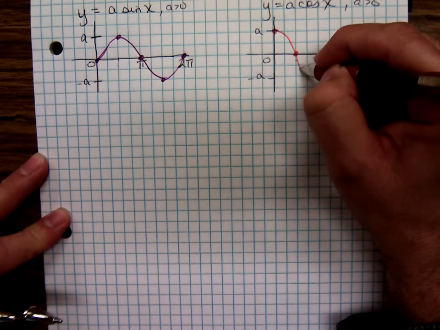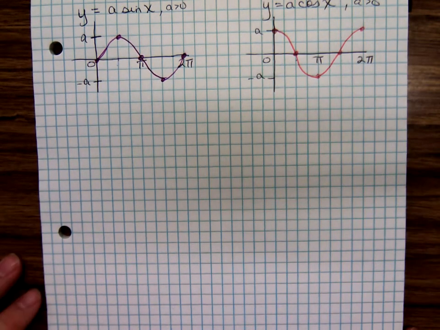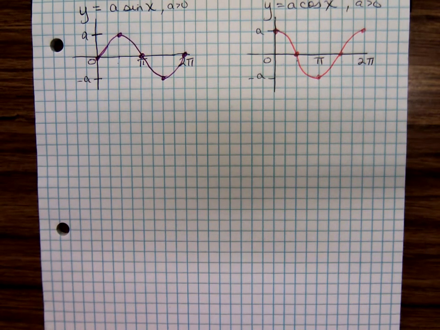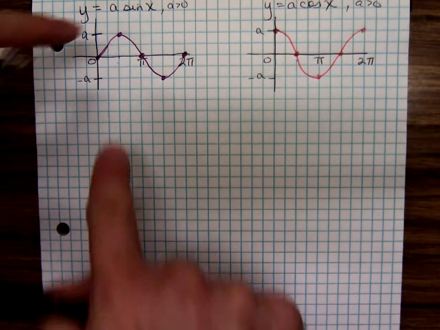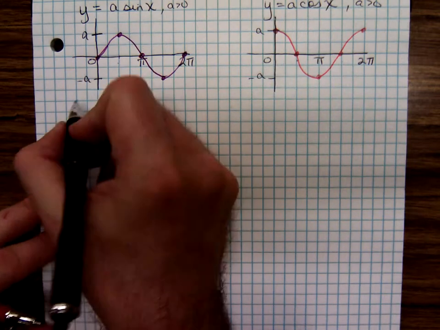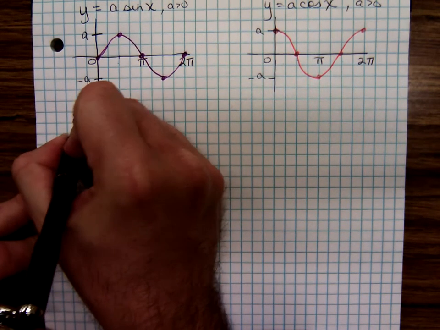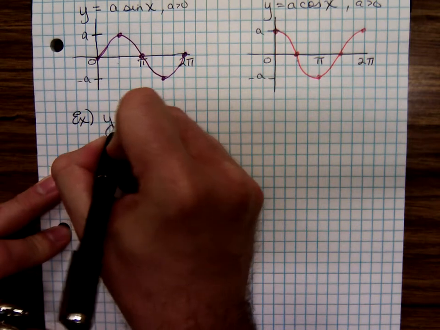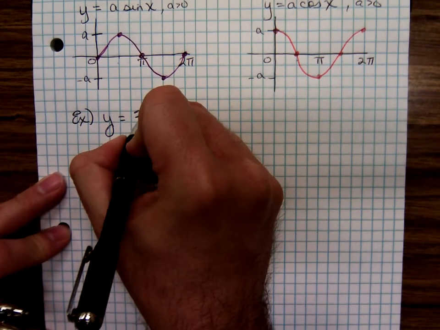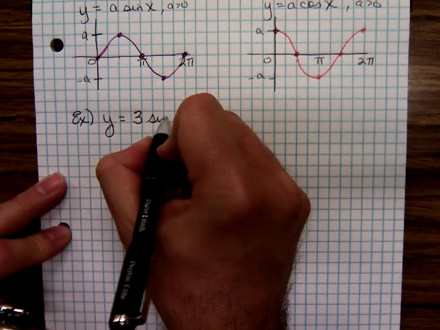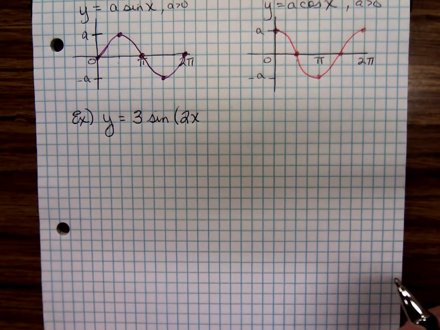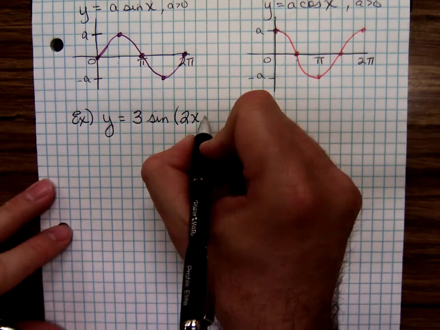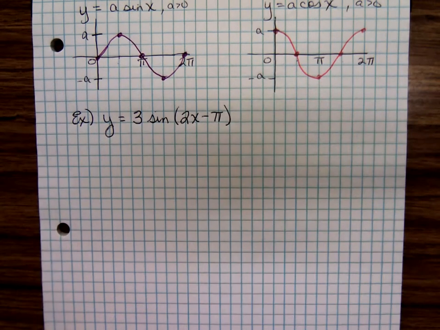Now what we're going to do is take these graphs and move them left and right and stretch them vertically. To demonstrate that, I'm going to try graphing y equals, let's say, 3 sine 2x minus pi. Y equals 3 sine 2x minus pi.